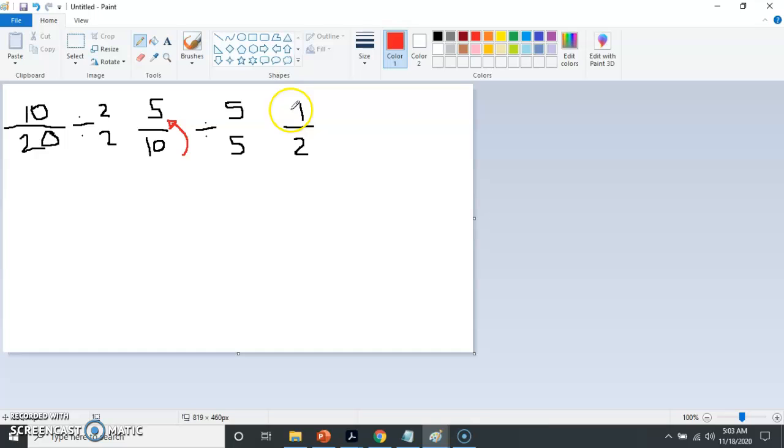But to check it, we're going to cross multiply and see if they're equal. So 1 times 20 is 20. And 10 times 2 is also 20. So we checked it and we are right. 10/20 is equal to 1/2. So we're finished.